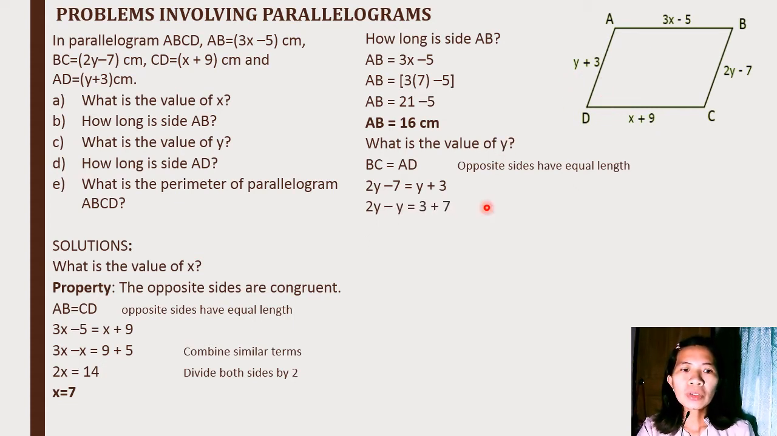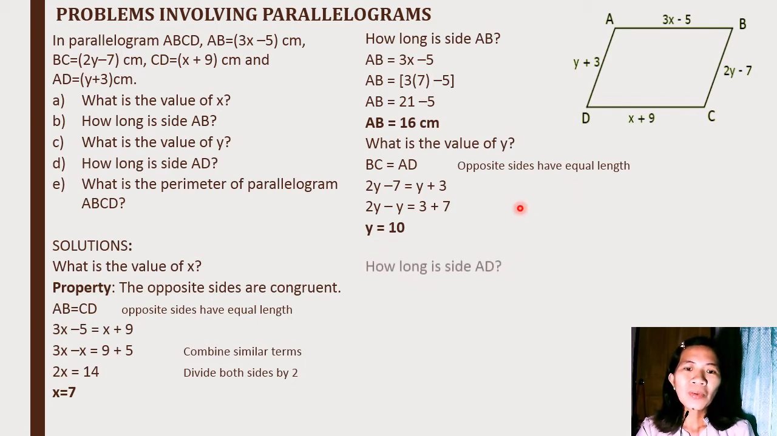Then we are going to combine like terms. So we get the additive inverse of positive y, which will be minus y. Get the additive inverse of minus 7, which will be plus 7. And then simplify. 2y minus y equals y, and then 3 plus 7 equals 10. So the value of y is 10.